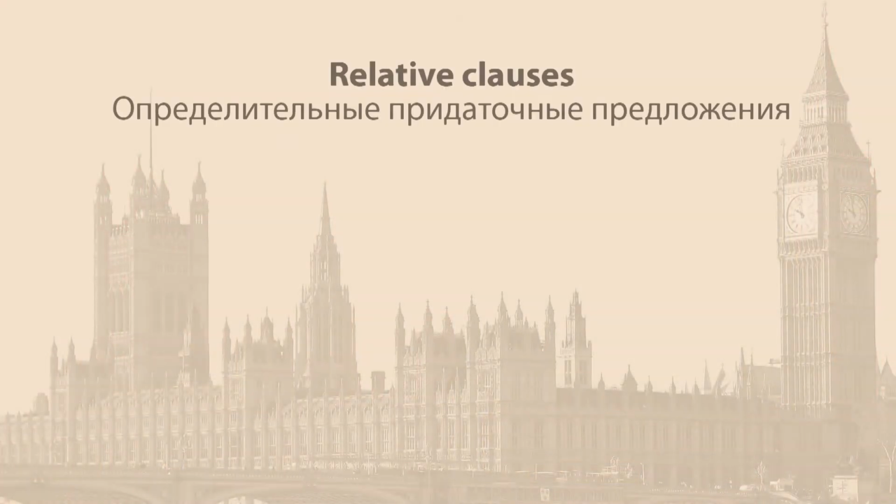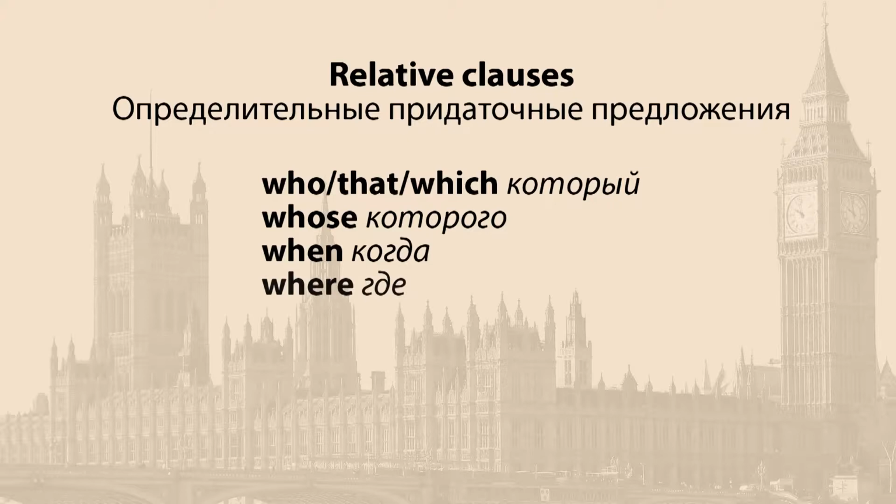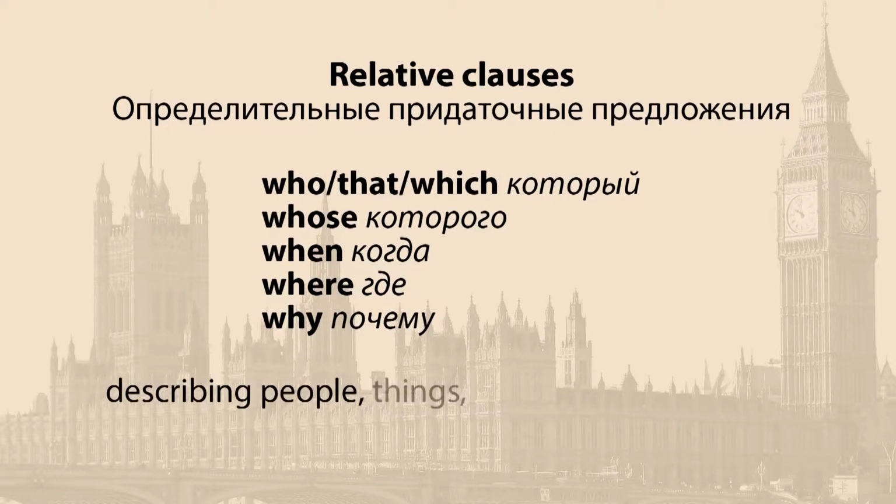Today we are going to speak about relative clauses. Relative clauses start with a relative pronoun who, whose, that, which, or a relative adverb when, where, why. We can use relative clauses to join two sentences or to give more information about something. We use relative clauses to describe people, things, time, places, or reasons. Relative pronoun comes after the noun it describes.